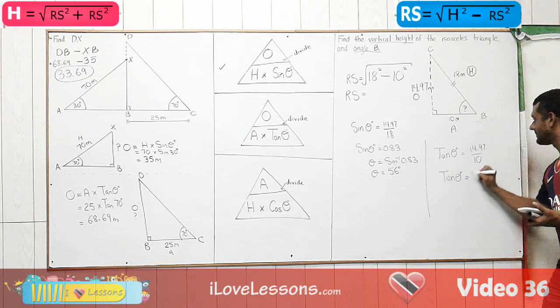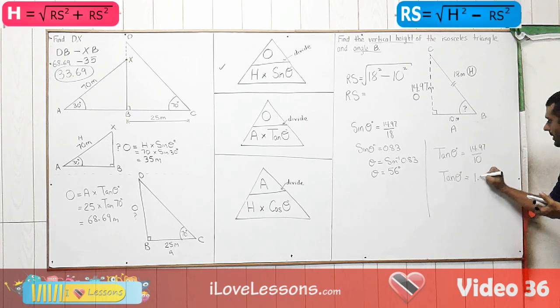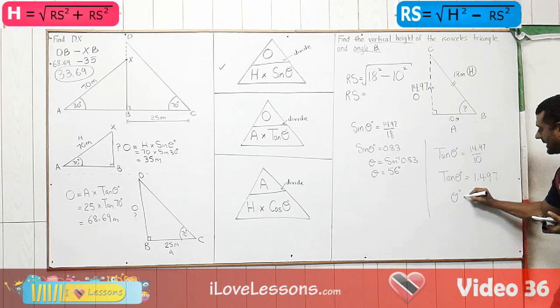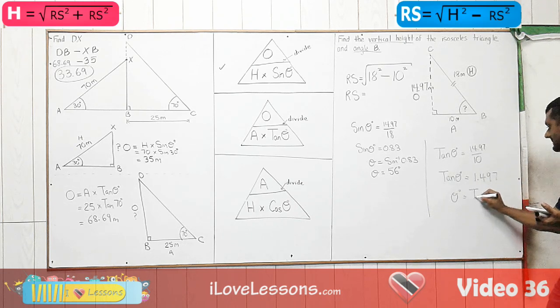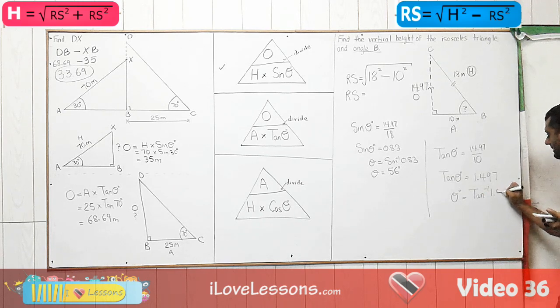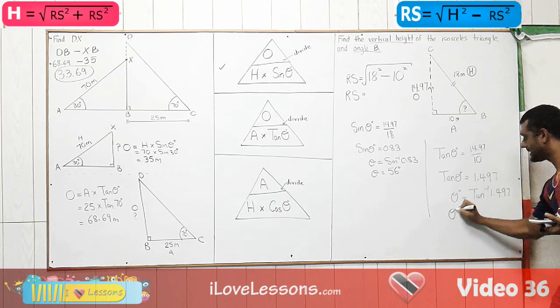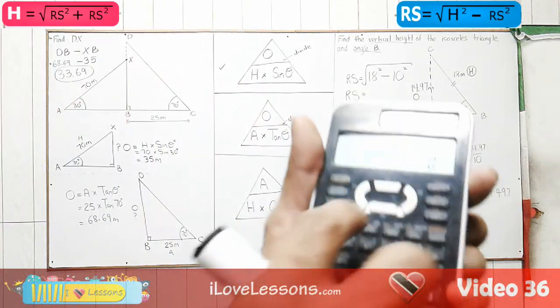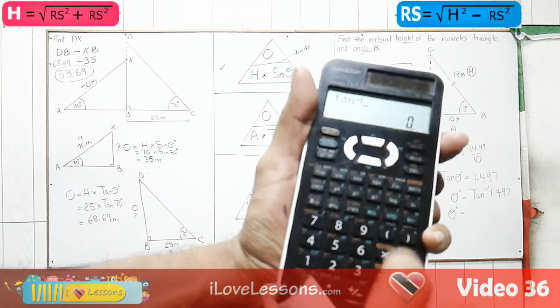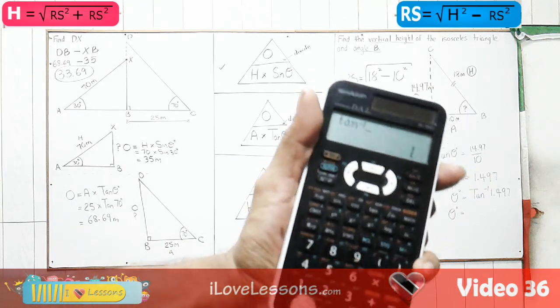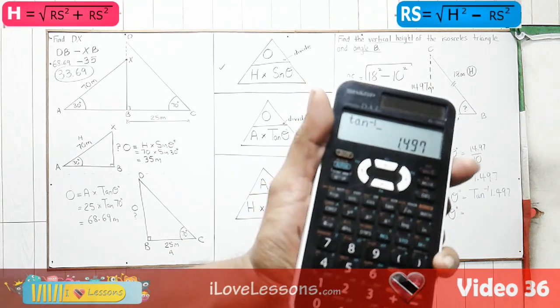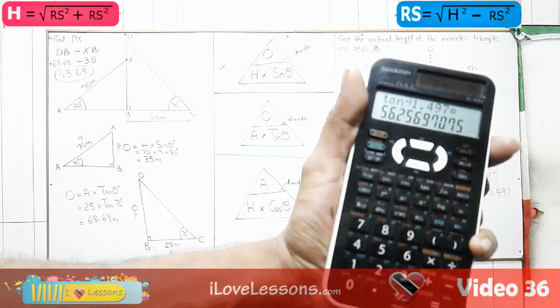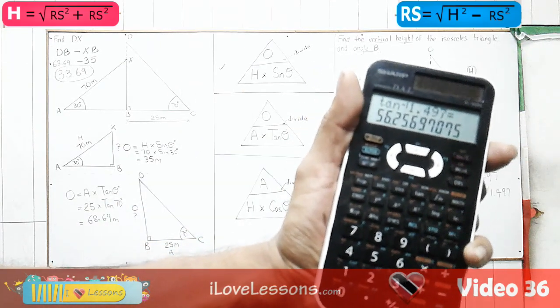Tan theta, well, if you divide these two, you'll get 1.497. To find theta, we have to throw across the tan to get tan inverse 1.497. So let's work that out on our calculator and see if we get roughly the same answer. Second function, tan inverse 1.497. Press equal. See, we get roughly around 56 degrees again.